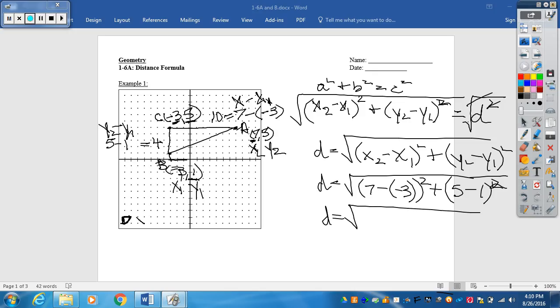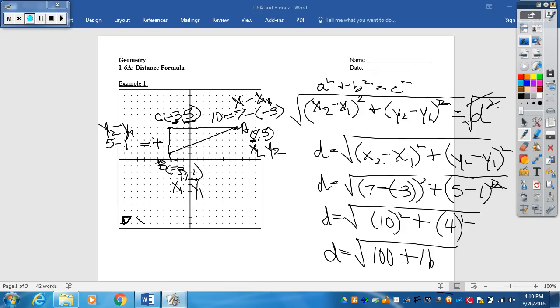If we work this out, the double negative, as my pre-algebra students like to say, is the drunken plus sign. So from there, we have 7 plus 3, which is 10, and 5 minus 1, which is 4. And so we end up with 100 plus 16. Oh, there's your 116, the square root of 116. So again, you have your distance formula, you have your Pythagorean theorem. Do I really care which equation you use? The answer is no. You can use either one.